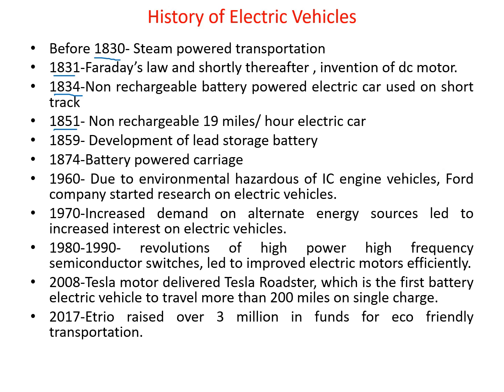In 1851, they invented a non-rechargeable 19 miles per hour electric car. See, first they invented a non-rechargeable battery powered electric car, but it was used only for very short distances. And in later years, in 1851, a non-rechargeable 19 miles per hour electric car was invented. After this, in 1859, came the development of the lead storage battery, so that we can charge the batteries.